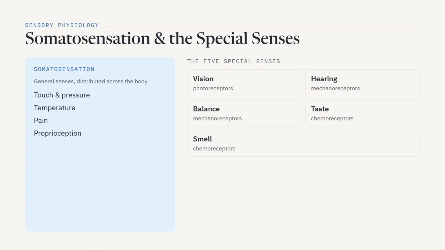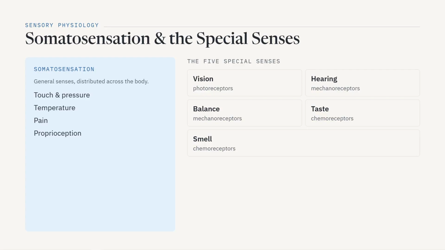Let's zoom out to the senses as a whole. Broadly, they split into two groups. Somatosensation covers the general senses: touch and pressure, temperature, pain, and proprioception. And these are distributed all over the body. The special senses, by contrast, are localized in the head and served by dedicated organs: vision, hearing, balance, taste, and smell.